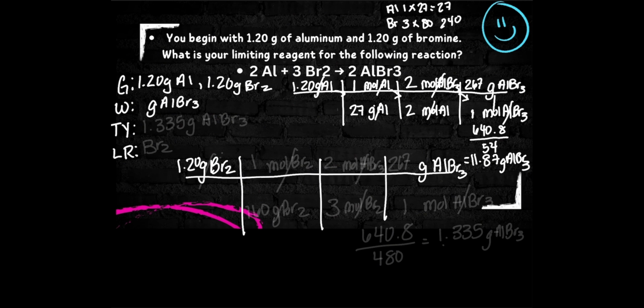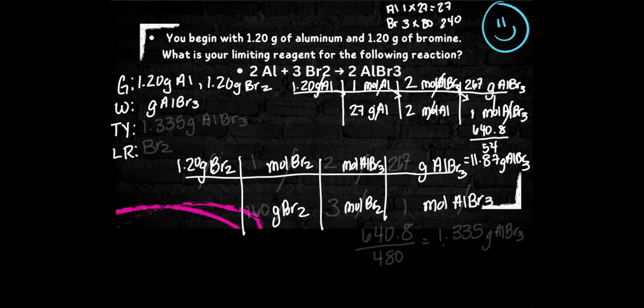Now you got grams of Br2 here. Then you got mole of Br2 here, so it can cancel out. And then you're going to have your mole of AlBr3, then your grams of AlBr3.